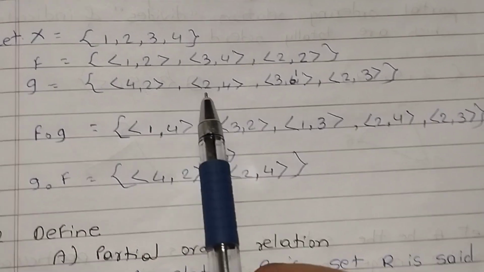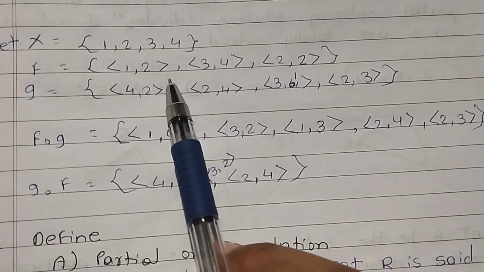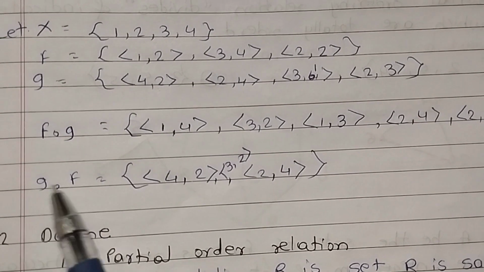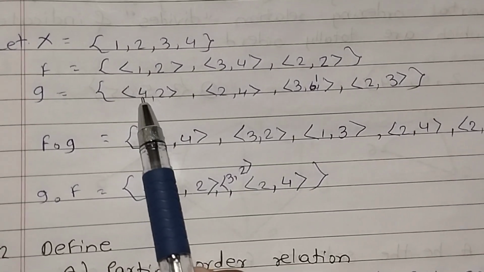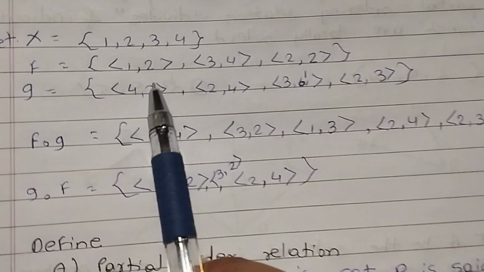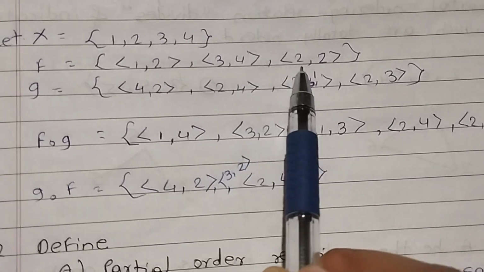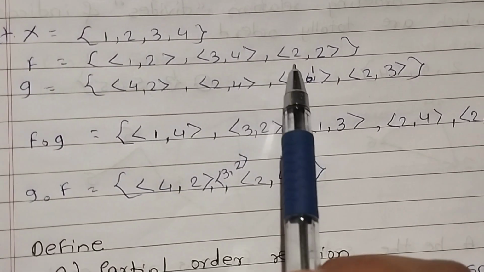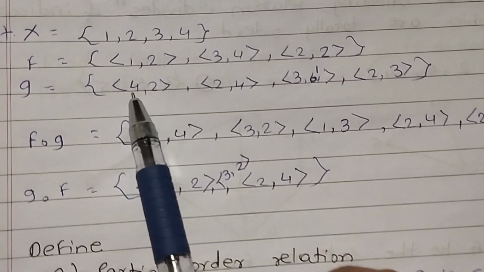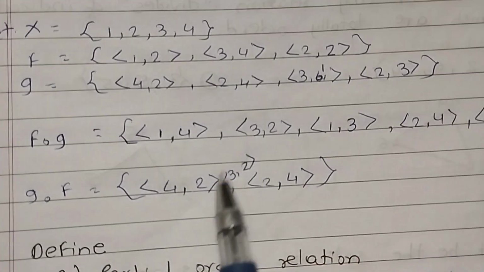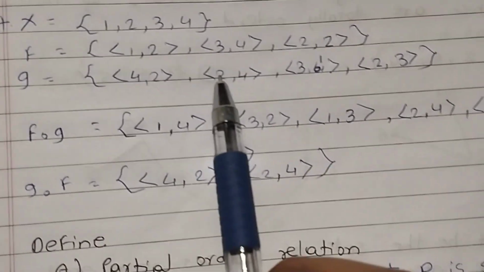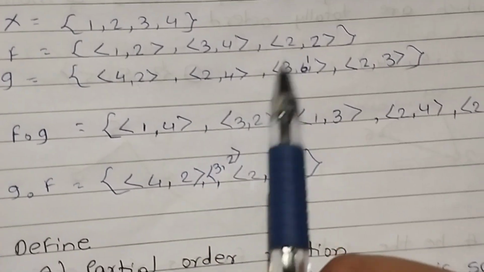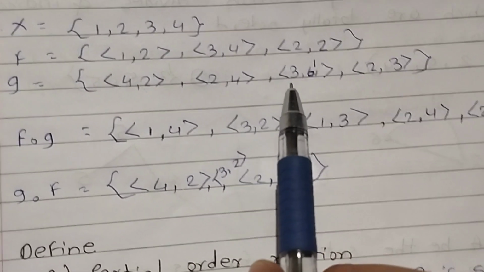Now we check exactly the opposite. First priority we give to G and second priority to F, because we want to find G∘F. So first we check (4,2). Any element starting from 2 as here? So (4,2), (2,2). So the G∘F is (4,2). Now (2,4). Any element starting from 4 in F? No. So no effect on G∘F.